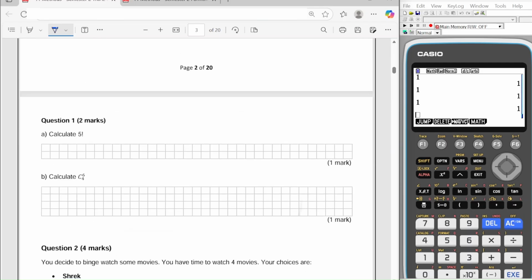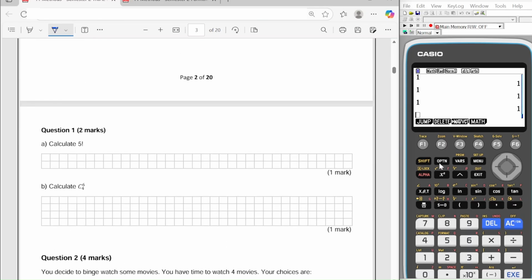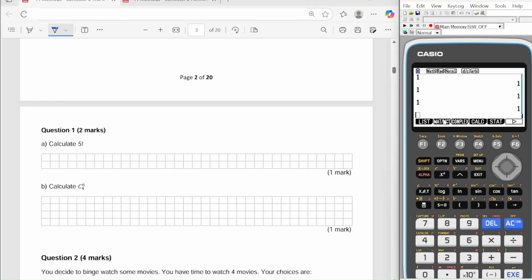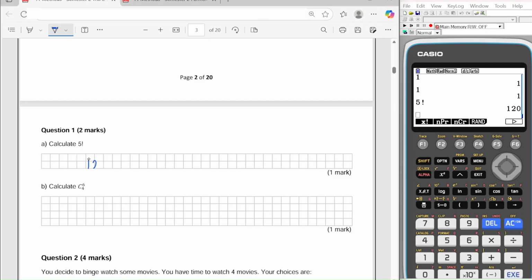Okay, let's get started. So these are just directly 1 mark questions. So you can literally just go into your calculator and do it. You're going to hit the option button, go across to probability, and we're going to hit 5 factorial. So that's 120. Done. Now, if you did want to work that out by hand, it was 5 times 4 times 3 times 2 times 1. That's how you do it.